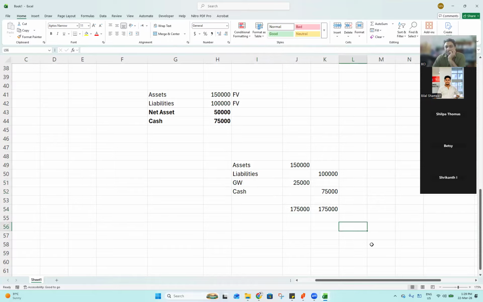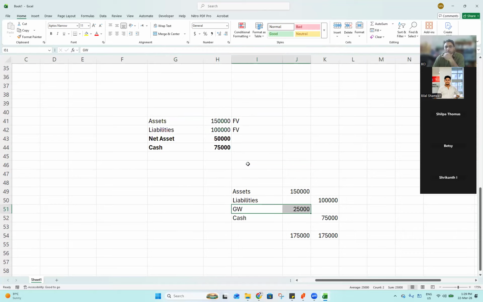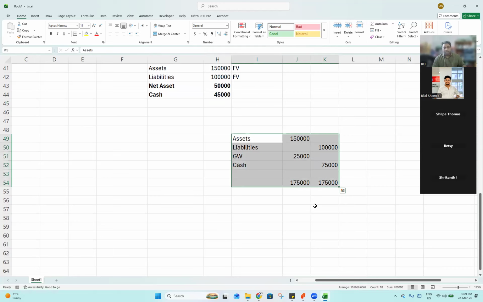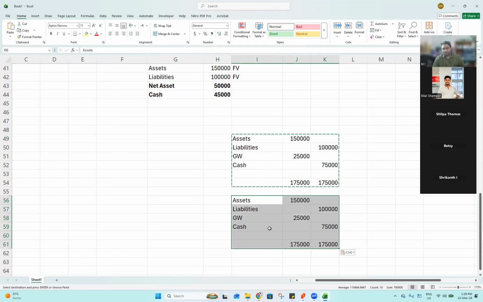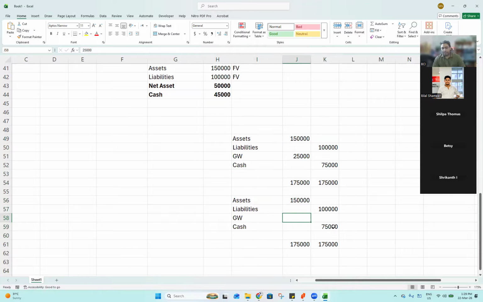Clear? The consideration could be cash, or shares of the other company, or maybe shares of the parent company. Whatever excess we are paying above the net asset value, we call it goodwill. Now, what if I'm paying less? I'm paying only 45,000. Then what happens is called a bargain purchase. That's a gain I am having here. I'm paying only 45,000. So what happens here?